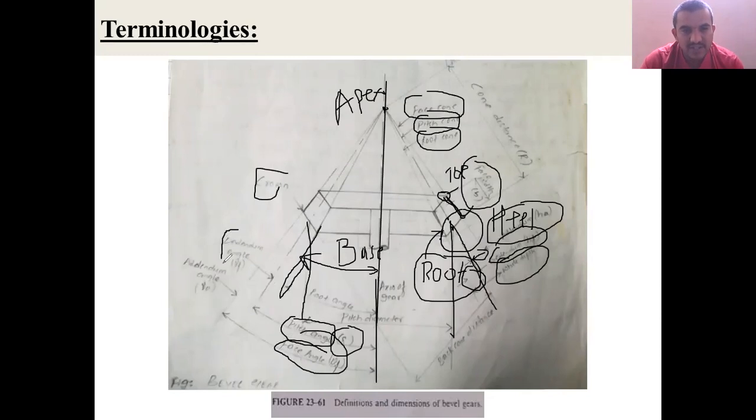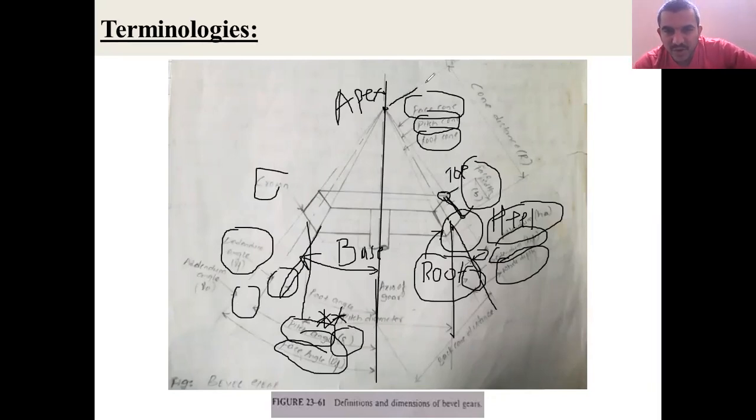And then the difference between the pitch angle and the root angle is called the dedendum angle. And the difference between the face angle and the pitch angle is called the addendum angle. These are the terminologies which are used. Out of these, the very, very important terminology is the pitch angle, which we represent as delta. Right? These are the terminologies used for bevel gears.